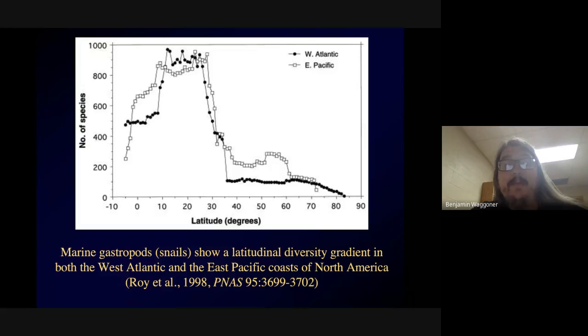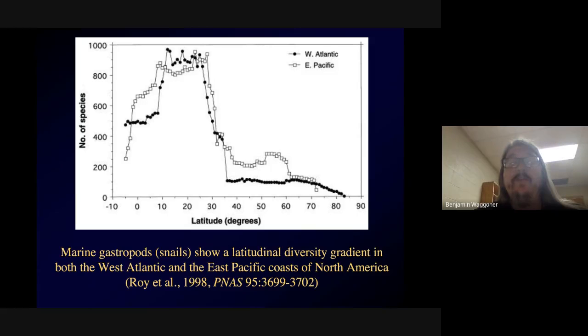So here's an example. This is the number of species of snail. The number of species of snail has been counted. On the x-axis, you've got latitude in degrees from a little south of the equator all the way to the North Pole. And the black line is number of species in the Western Atlantic, up the Atlantic coast of North America. And the open squares represent number of species in the East Pacific, the East Pacific coast of North America, from Mexico, California, Oregon, Washington, Canada, all the way up to Alaska.